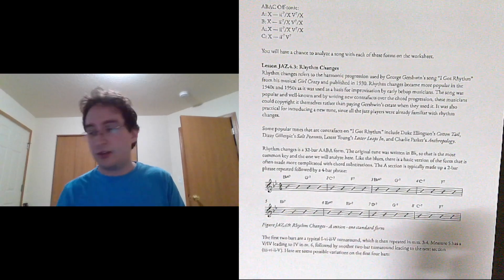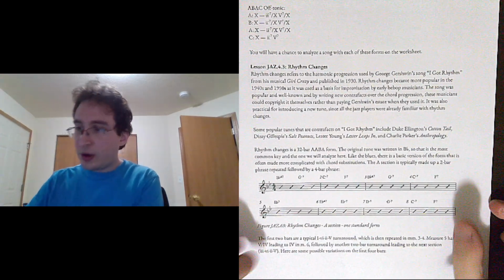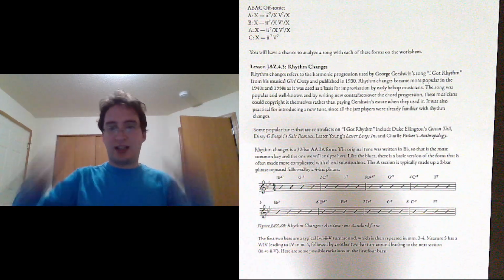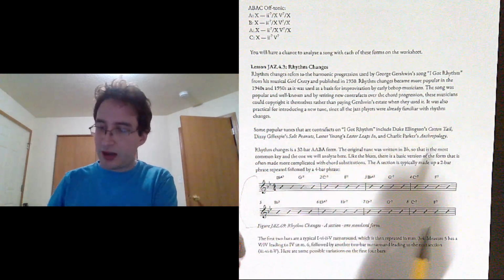But it is an AABA form. It's a 32-bar tune. The original tune was written in B flat, so that's the most common key you'll see it in, and the one that we'll look at here. Like the blues, there's a basic version, but then there are so many possible variations that people have come up with over the years. So we're not going to look at the whole 32-bar thing, we're going to break it down. So this is our A phrase, 8 bars long.